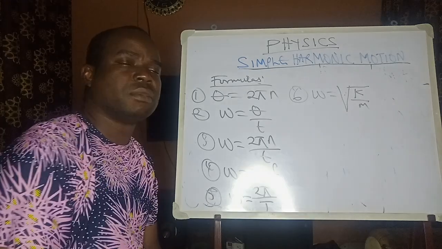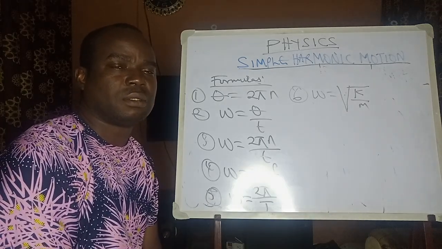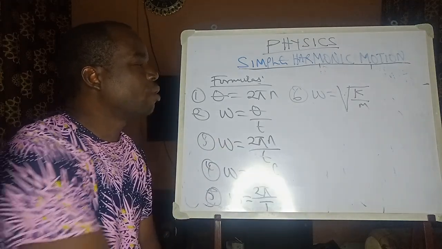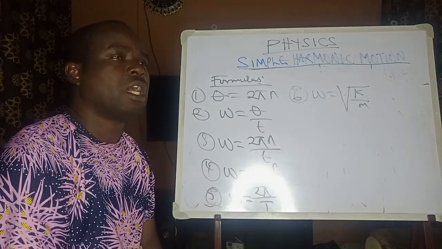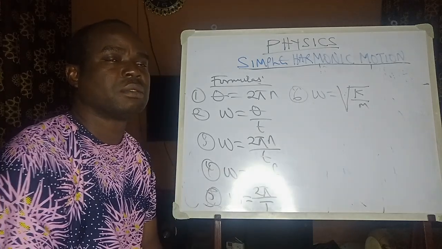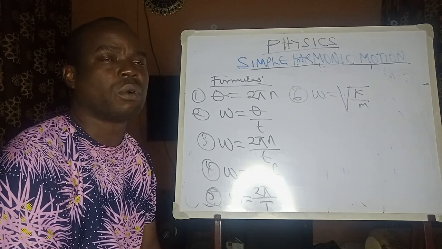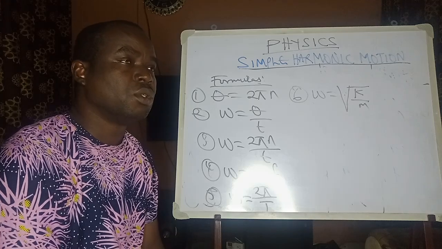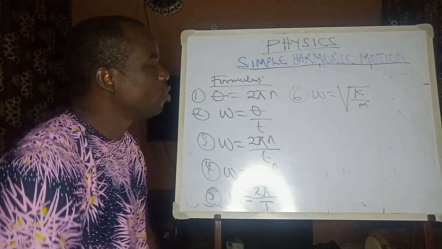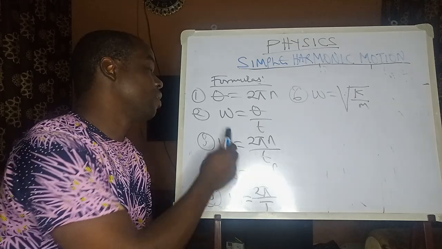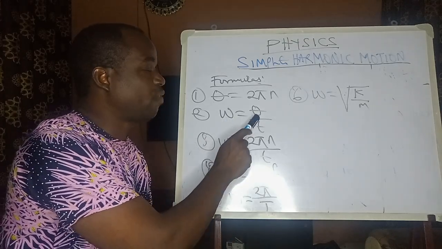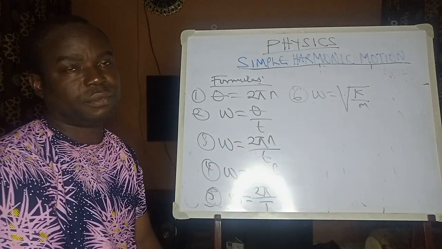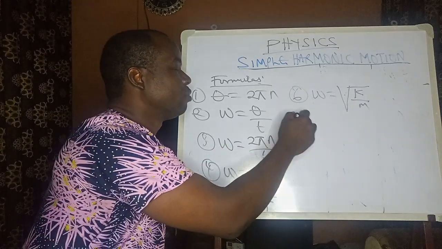This was where we stopped in the first video of this simple harmonic motion series. Now we are going to continue from here and make a list of all the formulas we are using for the topic. Okay? Now, we continue from number 7. Of course, you can see that angular velocity has 5 formulas: 1, 2, 3, 4, and 5. All right. Then number 7.